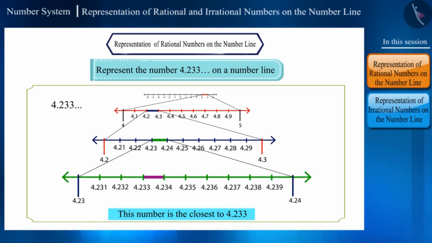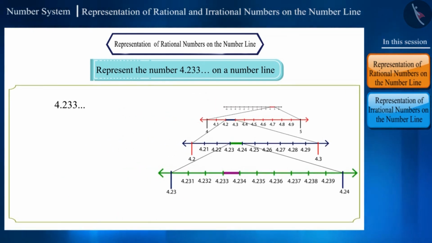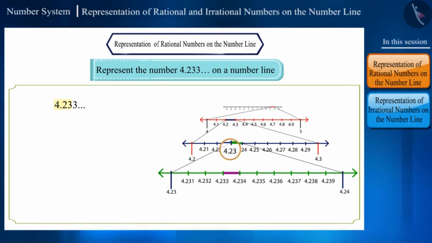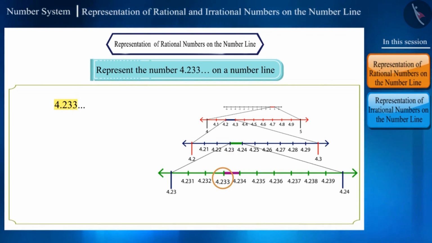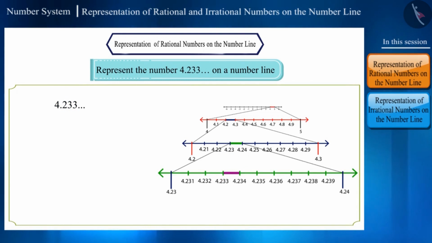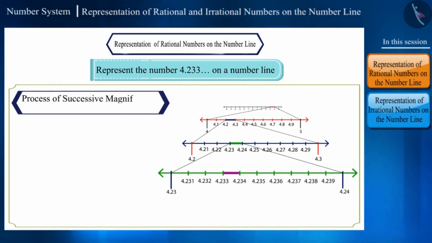Here we can say that, though we cannot accurately locate the given number on the number line, we can still represent its closest value. So, representing any number on the number line depends on how many numbers after the decimal are to be considered while representing them. To accurately or precisely locate the number on the number line, we had to divide or magnify the number line into many such 10 equal parts. So this process is called successive magnification.